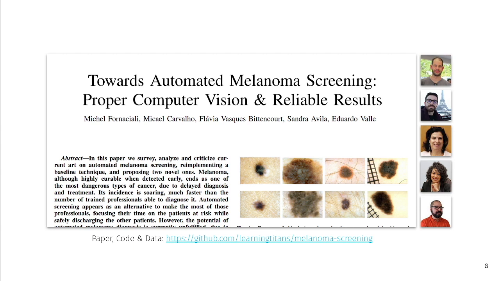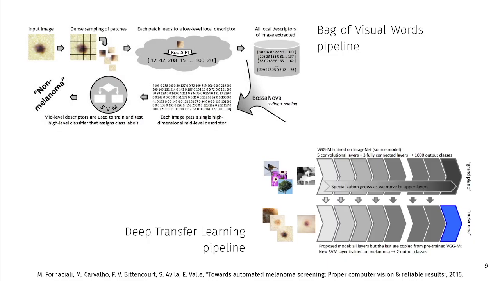We also contrast the implemented technique to two novel propositions inspired on modern computer vision at that time, of course: an advanced bag of visual words and deep neural networks with transfer learning. Not surprisingly, pipelines based upon deep neural networks outperform conventional computer vision models.